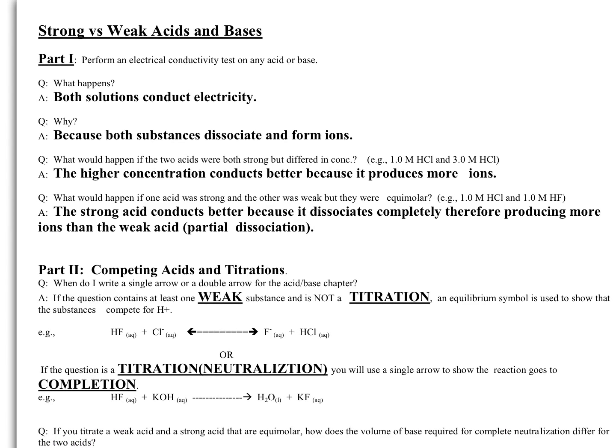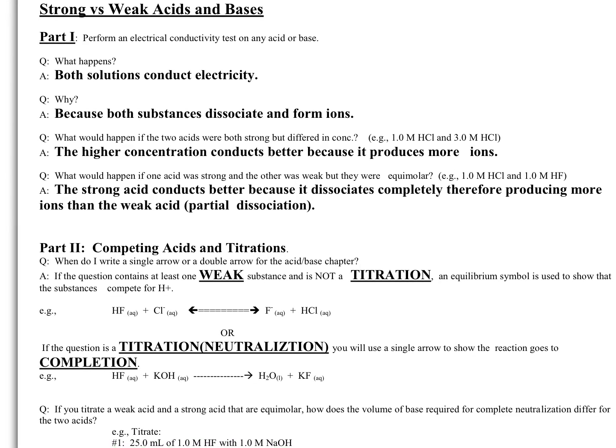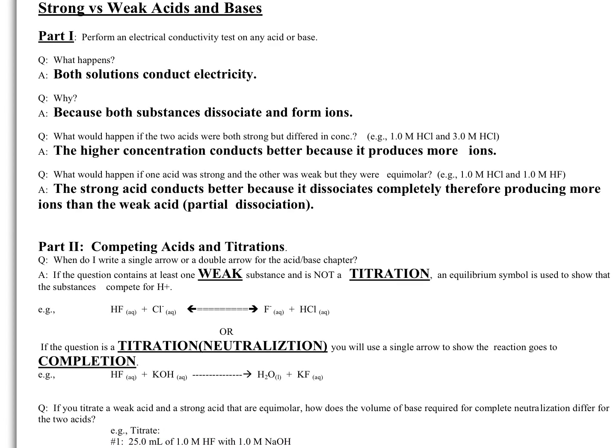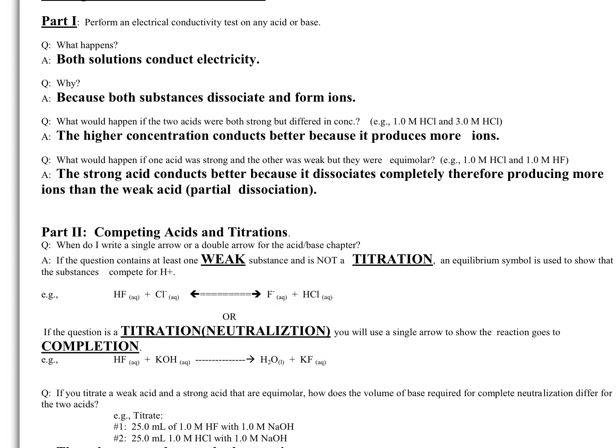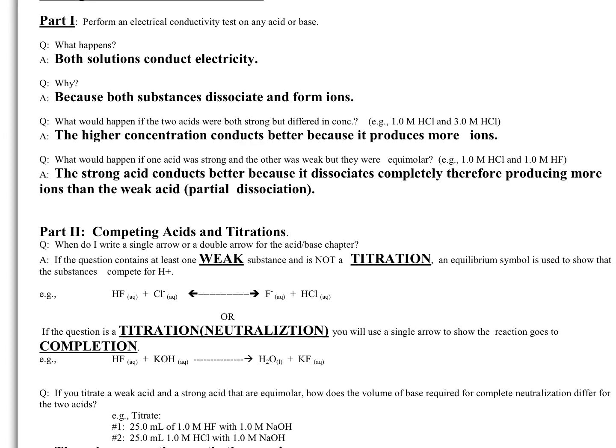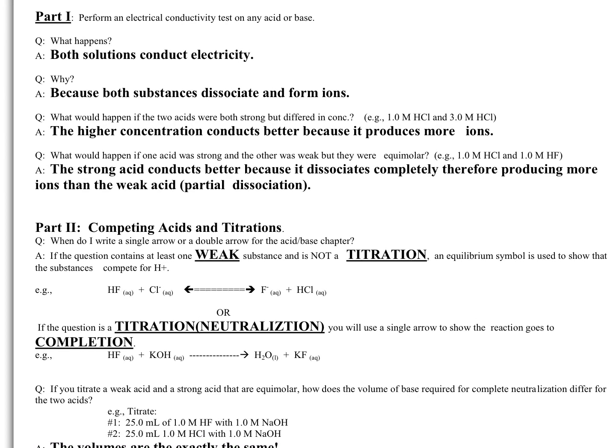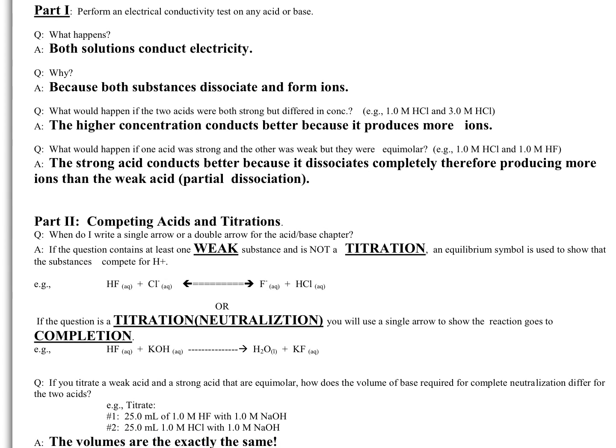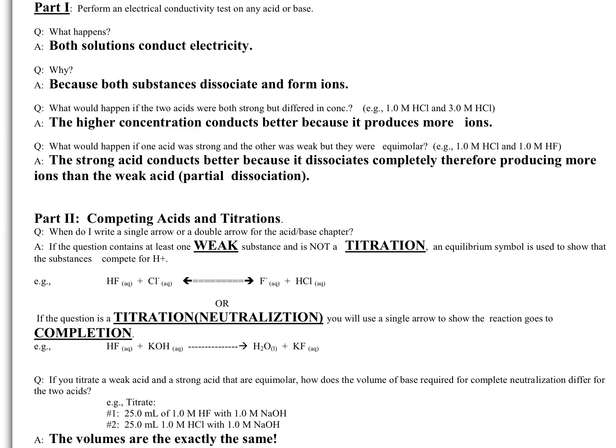If you titrate a weak acid and a strong acid that are equal molar, how does the volume of base required for complete neutralization differ between these two? So how does it differ how much base you need to neutralize a strong versus a weak? Well, for my first example, if I have 25 milliliters of 1 molar hydrofluoric acid, and I use 1 molar NaOH to titrate with it, versus having 25 milliliters of 1 molar hydrochloric acid with 1 molar NaOH, the volumes are exactly the same.